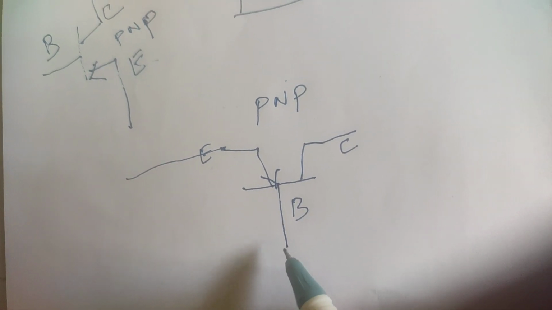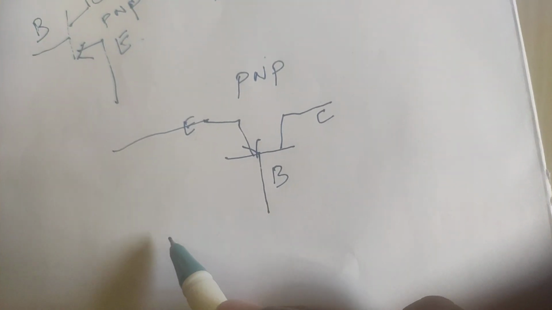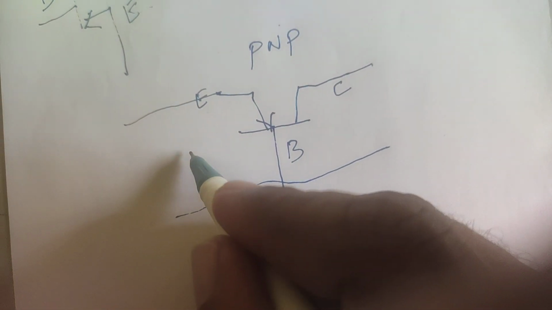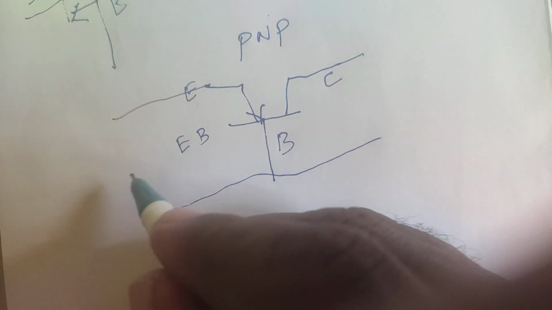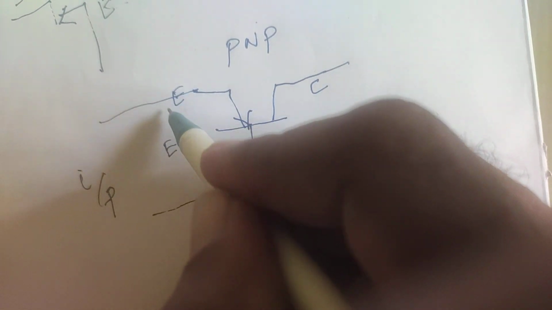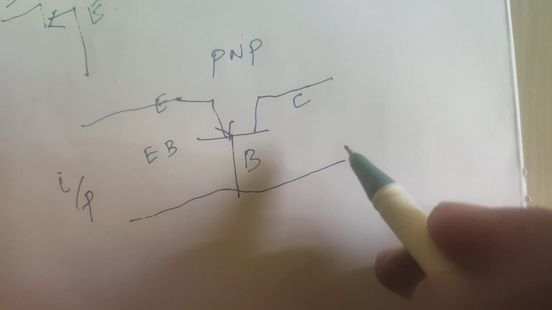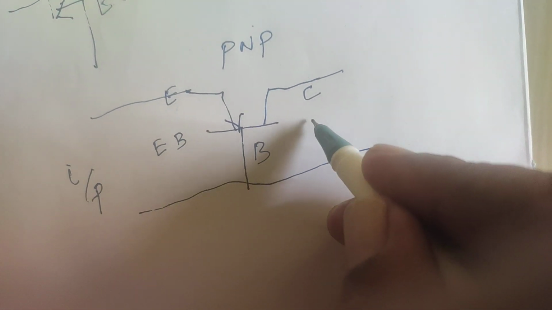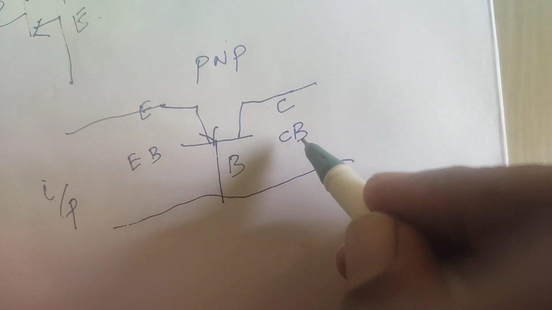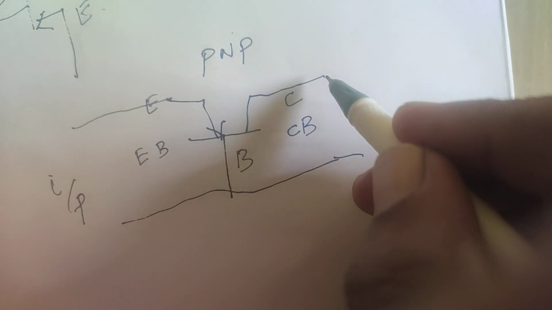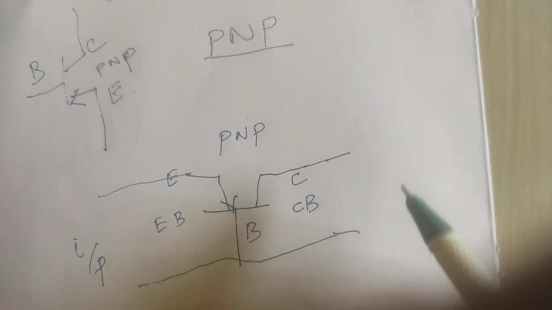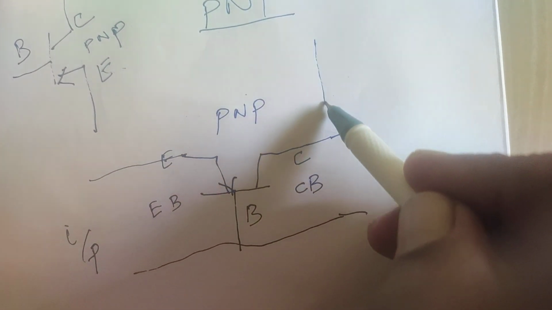Okay. So first we should know, in common base configuration, the emitter to base junction is the input. So the input terminal is the emitter. The collector to base junction is the output port. That is, the collector is the output terminal. Okay.